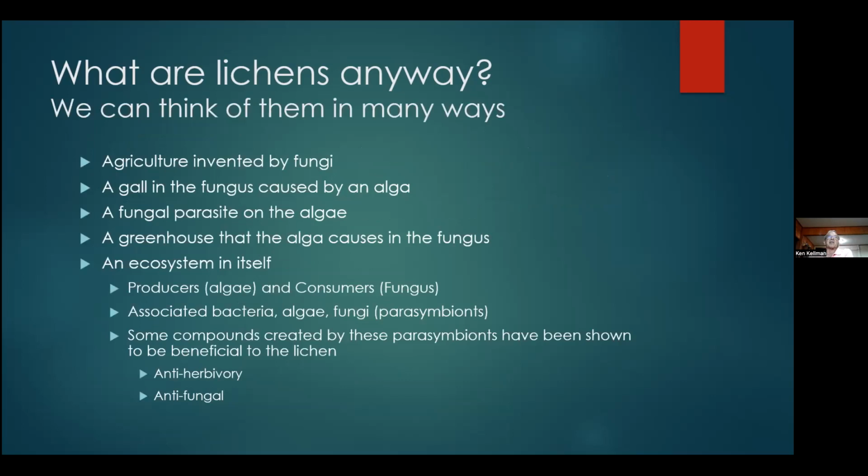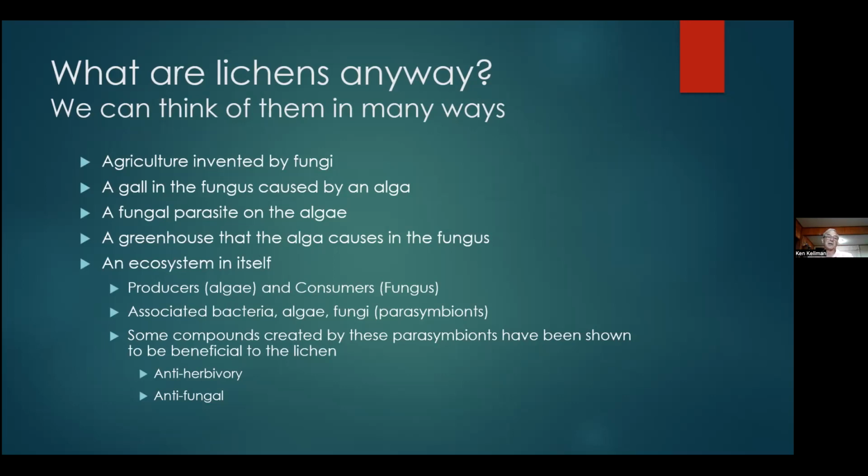But we can play with this a little bit more. Lichens, we can also think about them as agriculture that was invented by fungi. That's a common one. If you turn that one on its head, you could call a lichen a gall, like the apple galls on oak trees, that the algal cells make the fungus create. If you really want to get back to it, you can say the fungus is not doing anything good and it's just stealing sugar, so it's a parasite.